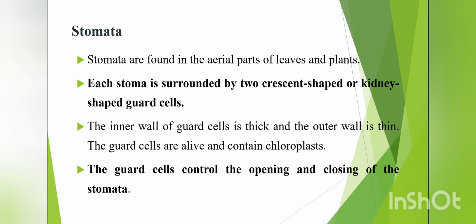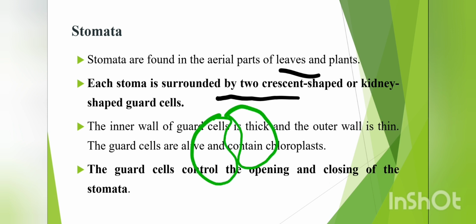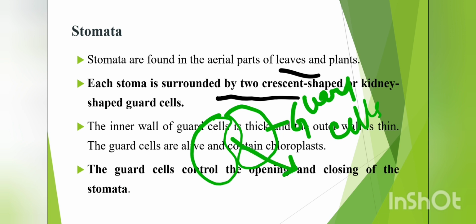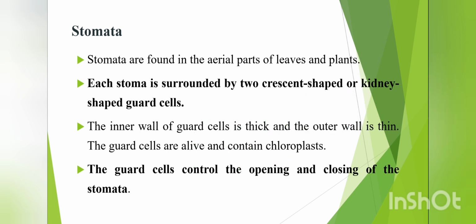Then stomata: they are found on the aerial parts, the leaves and plants. Each stoma is surrounded by two crescent-shaped or kidney-shaped guard cells like this. These are guard cells, two bean-shaped cells on either side of the stomatal opening. The inner wall of the guard cell is thick and the outer wall is thin. Guard cells are alive and contain chloroplasts. Guard cells control the opening and closing of stomata.